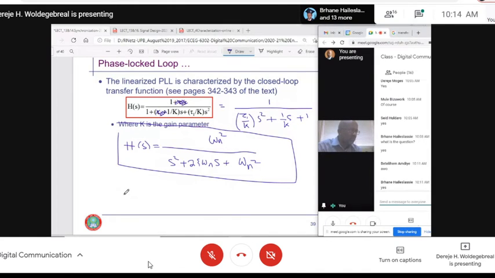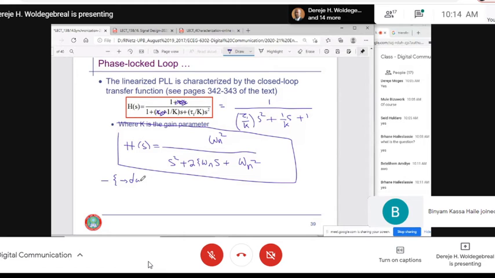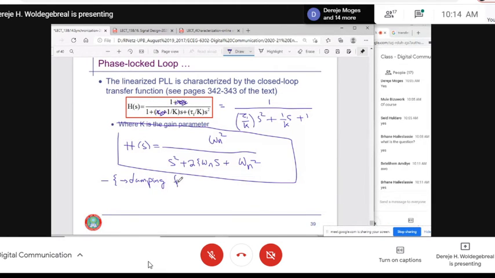Anyway, what are the key parameters? The key parameters in any second order system are eta, which is the damping factor, and omega n, which is the natural frequency.